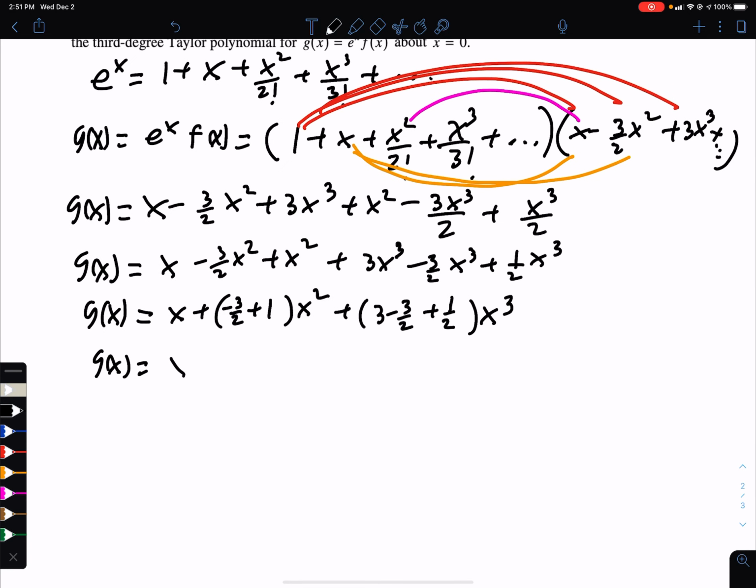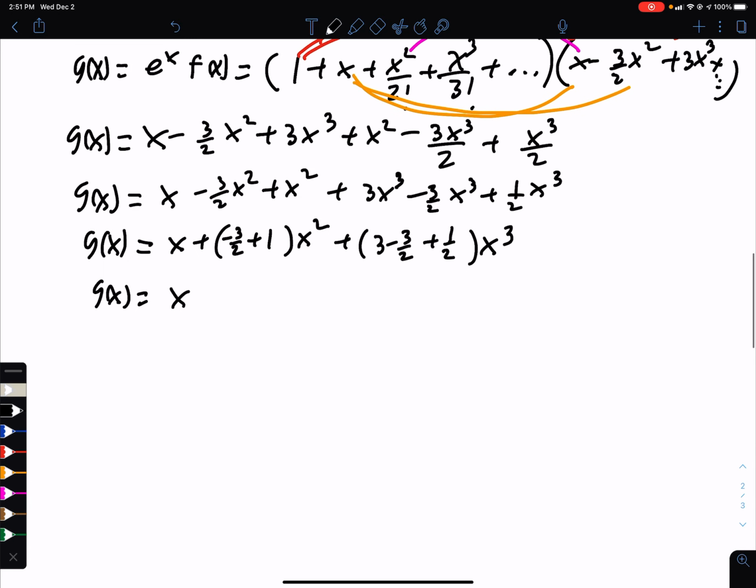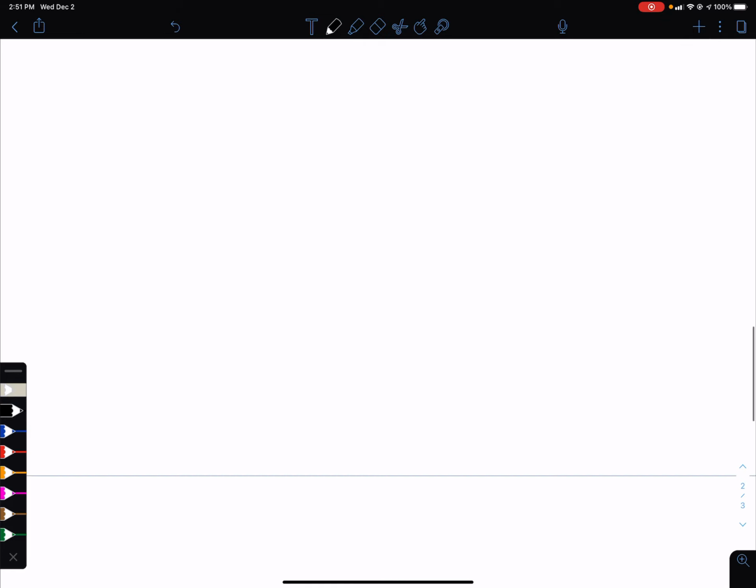But I'm just going to go ahead and simplify this. That's going to be minus 1/2 x squared. Minus 3 halves plus 1/2, so minus 1, that's going to be plus 2x cubed. So that's my third degree Taylor polynomial for g of x. And that's it. I guess I'm done.